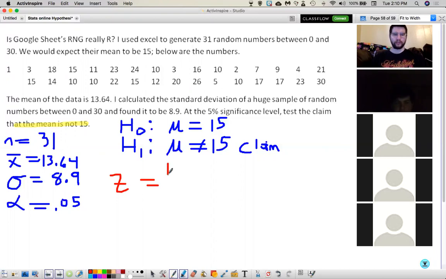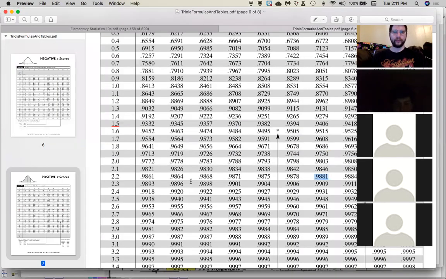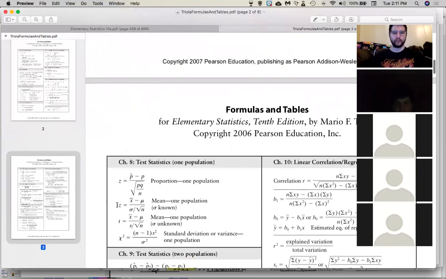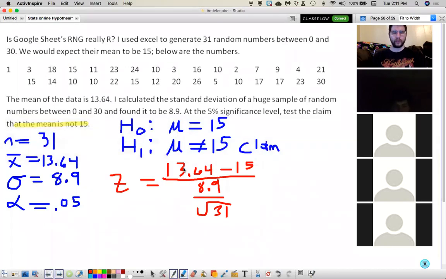So it's X bar minus the mean over, and then let's see, it's sigma over square root of n. And again, if you don't remember that, you don't have to. It's right there on your formula sheet, back top left corner. X bar minus mu over sigma over square root of n. Type that in and see what pops out.